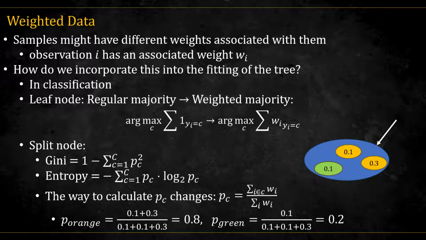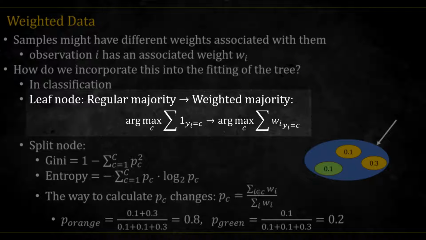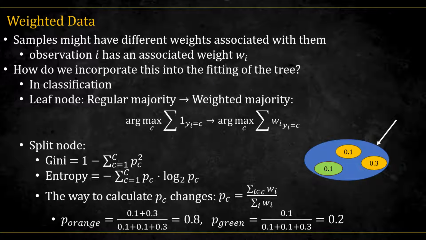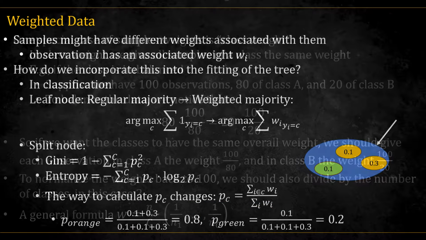What about classification? For leaf nodes, we move from a regular majority to a weighted majority. For split nodes, the formulas for the impurity don't change. The Gini or entropy stay the same. The only thing that changes is the way we calculate the proportions, the p's in the formulas. In this example, suppose these are the associated weights with the leaf node. We calculate the p of orange to be this, and the p of green to be this.